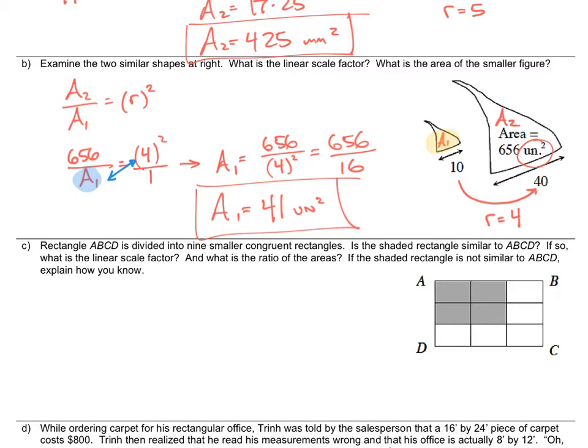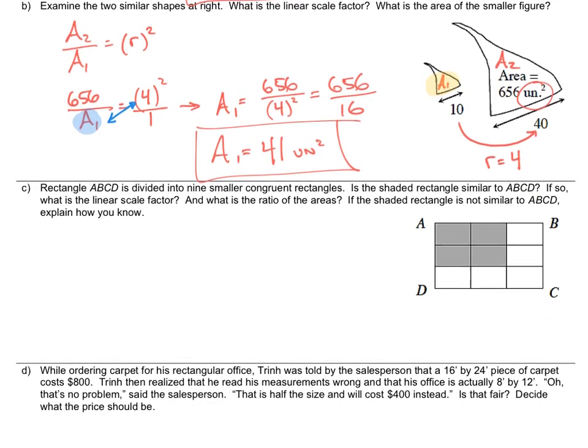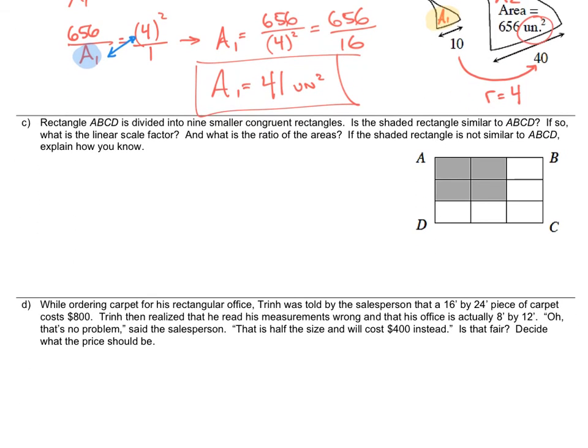Okay, part C. Rectangle ABCD is divided into 9 smaller congruent rectangles. Is the shaded rectangle, which is this guy right here, similar to rectangle ABCD? If so, what is the linear scale factor, and what is the ratio of the areas? If the shaded rectangle is not similar to ABCD, explain how you know.